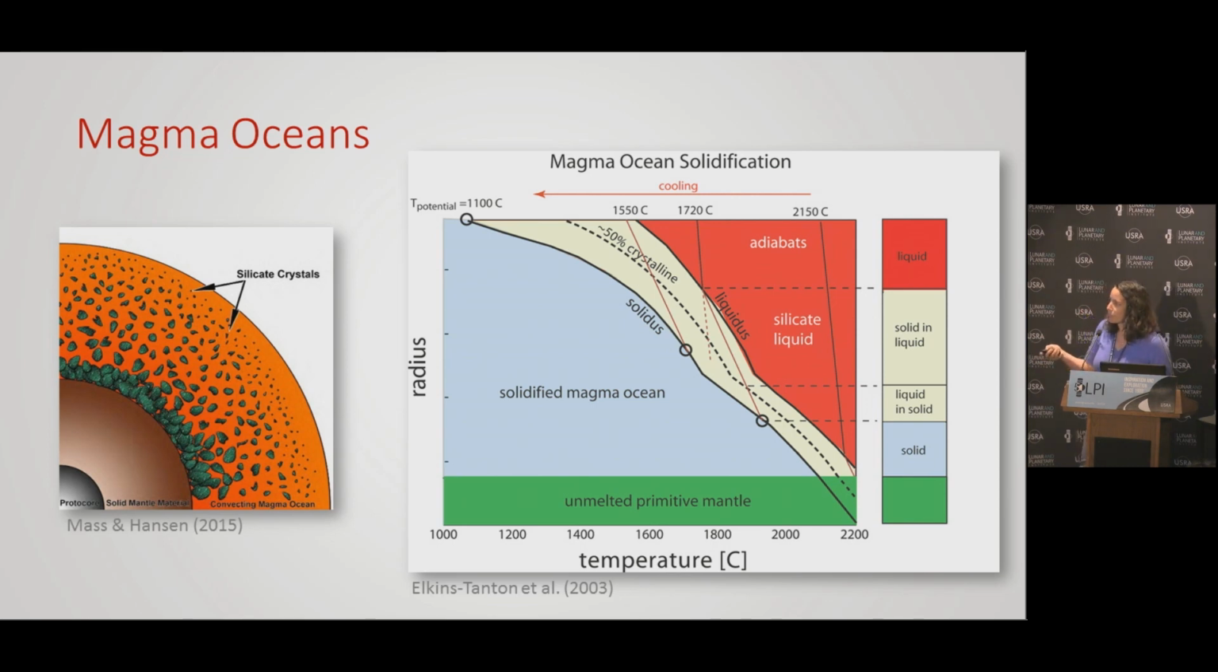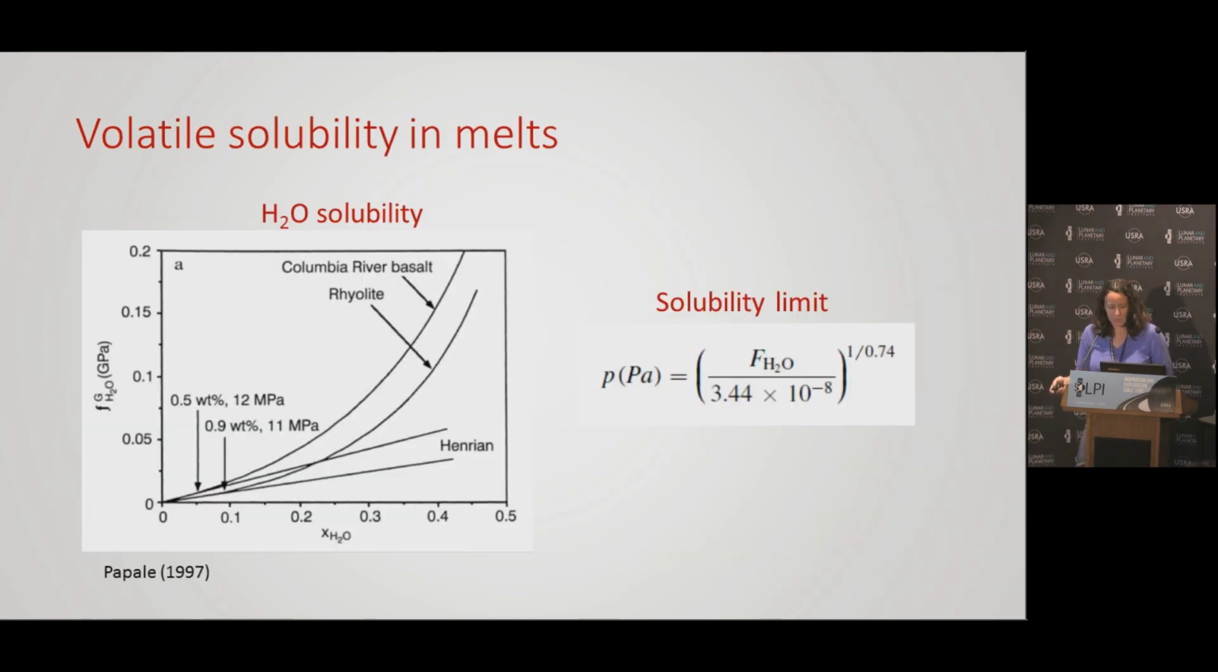And what's happening in this is we have volatiles like water or CO2 dissolved in the silicate liquid. They will partition partially into the solid, but they prefer to stay in the liquid phase. So as the magma ocean evolves, the silicate liquid is going to become enriched in the water, and that's going to also affect the atmospheric pressure.